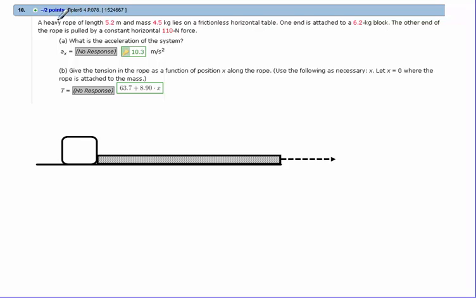In this example, I have a heavy rope of length 5.2 meters, with a mass of 4.5 kilograms. It lies on a frictionless horizontal table. One end is attached to a 6.2 kilogram block. The other end of the rope is pulled by a constant horizontal force of 110 newtons. Over here you're going to have the 6.2 kilogram block, and again this one is going to be the 4.5 kilogram rope.